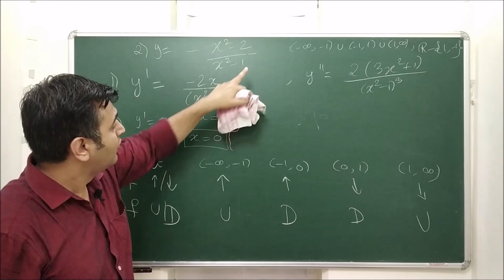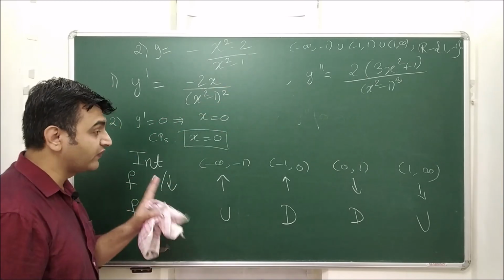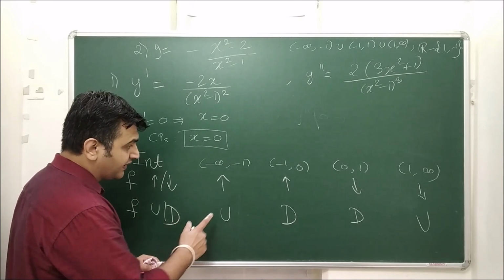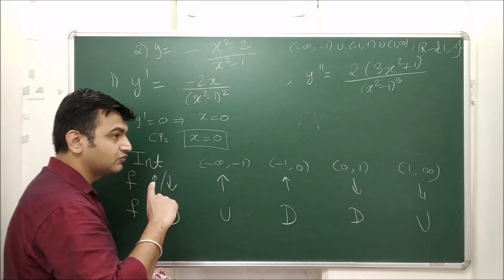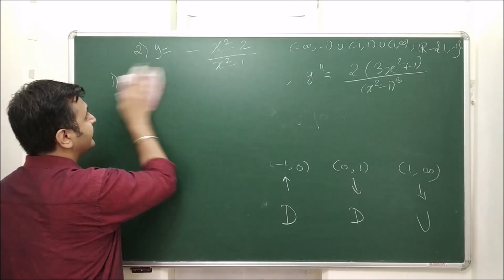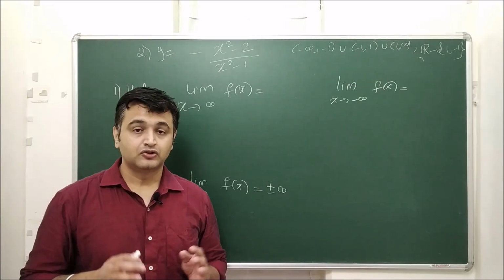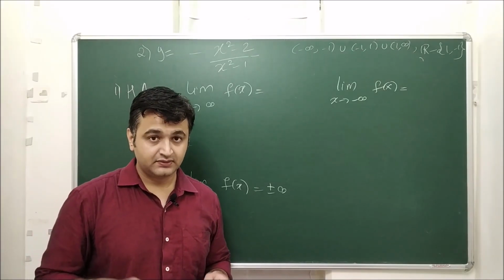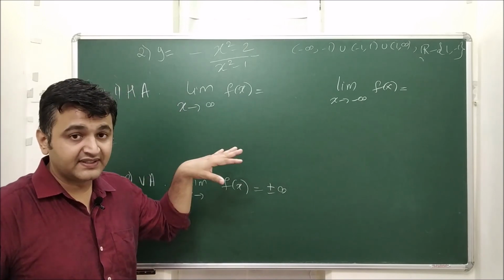Good. I should also find the asymptotes. It's a rational function, so be careful, you need to find asymptotes. Keep this in mind: increasing, increasing, decreasing, decreasing; up, down, down, up. Now we need to find the horizontal and the vertical asymptotes. So what do you do for horizontal asymptotes? We saw in the last lecture, for horizontal you always take x going to plus minus infinity.